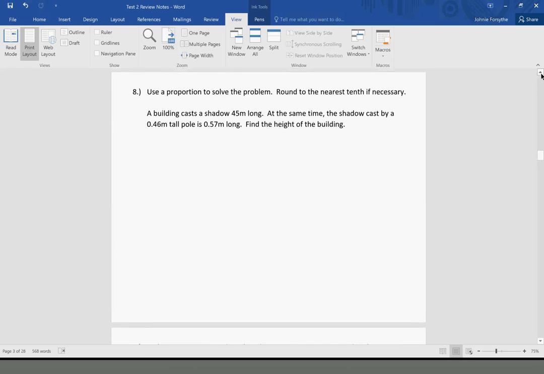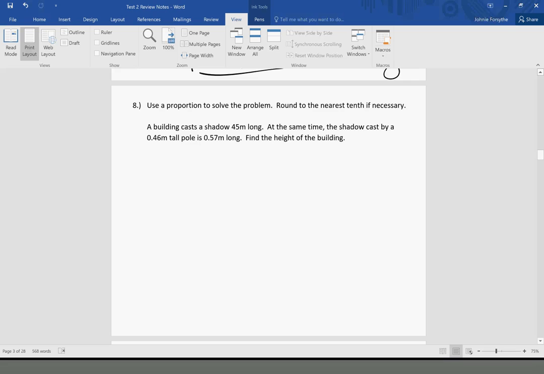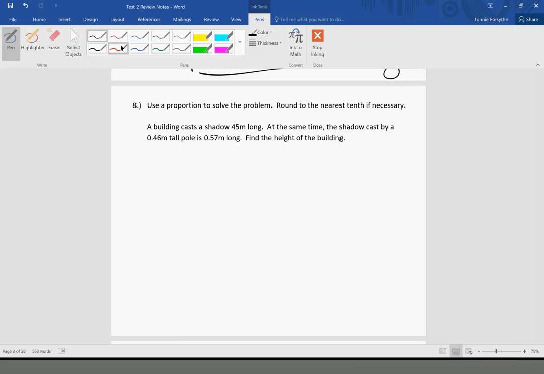All right, let's look at number 8. Another proportion problem. Excuse me. And we're going to round to the nearest tenth. So a building casts a shadow 45 meters long. At the same time, the shadow cast by a 0.46 meter tall pole is 0.57 meters long. Find the height of the building. So let's talk about the proportions. We've got height of the building or the pole, and then we have over the shadow length.